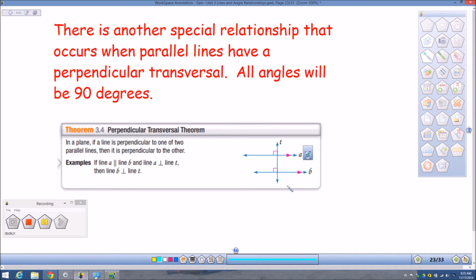So you can prove it either way: if the lines are parallel, and line A is perpendicular to line T, then line B will be perpendicular to line T as well, if they're all 90-degree angles. So just another theorem for your handbook. This is already in your handbook, and we're going to move on.